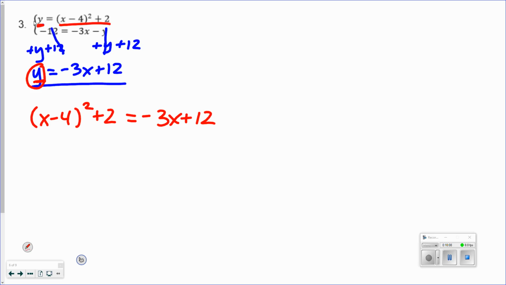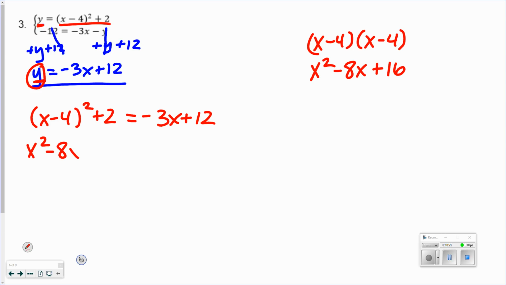Alright, so the x minus 4 to the second power, when I FOIL it, becomes x squared minus 8x plus 16. This plus 2, I have to make sure I bring that down, and then equals negative 3x plus 12. It's a quadratic because it's the power of 2, so you have to get this equal to 0. So I want to keep my x squared term positive, so that means I would add 3x to both sides and subtract 12 from both sides.